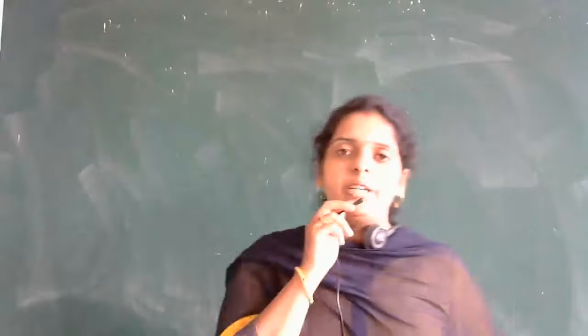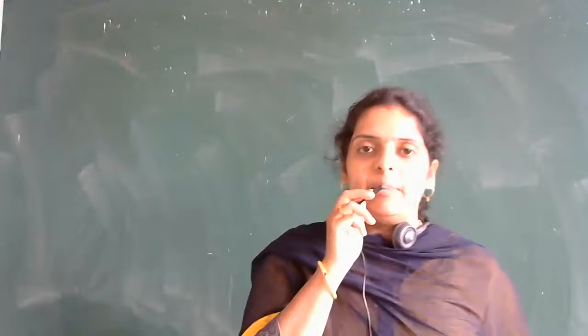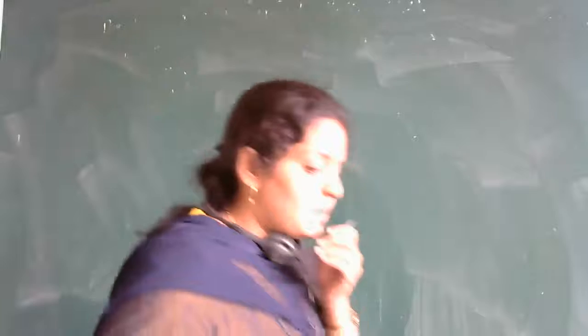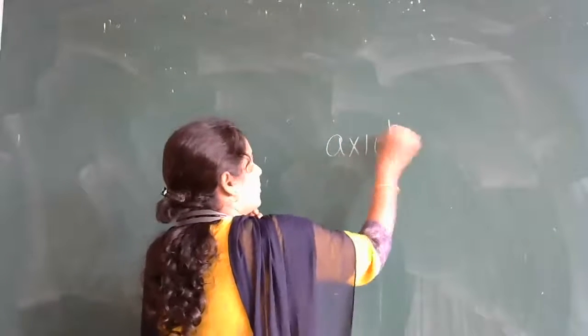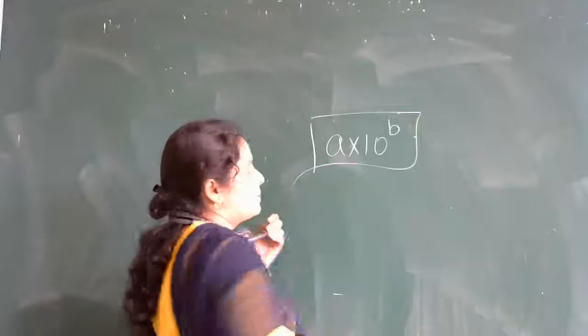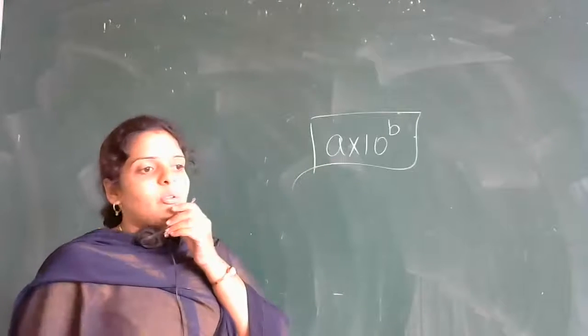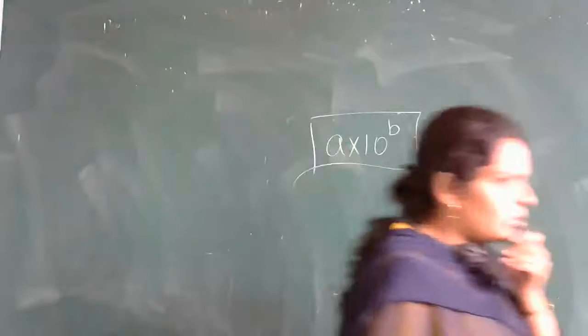So what is the scientific notation? Scientific notation, in the sense, you are expressing the number in the form of a into 10 raised to b. I'll write the form here. So this is called scientific notation. Is it visible, what I have written on the board?